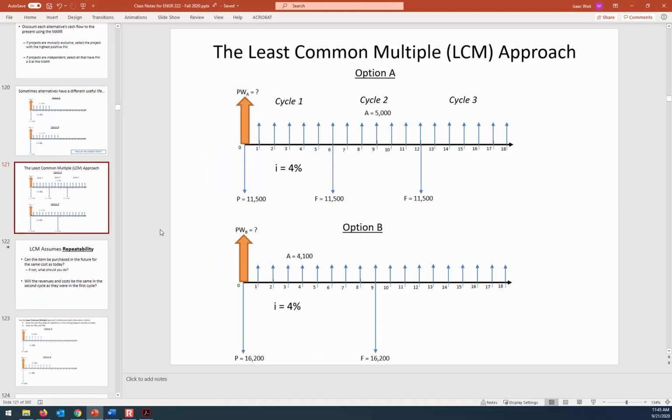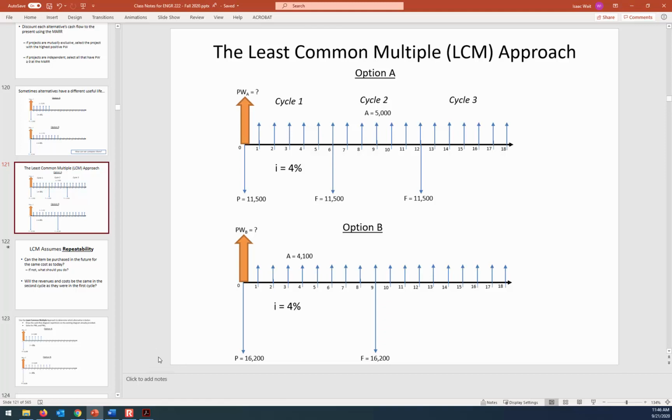So the key thing to remember is that you're not going to buy the item again in year 18 or down here for option B. Because if you bought it again, then what you're doing is you're entitling yourself to all the revenue beyond year 18. So we want our study horizon to be 18 years for both items, and then that's it. No more continuance beyond that.